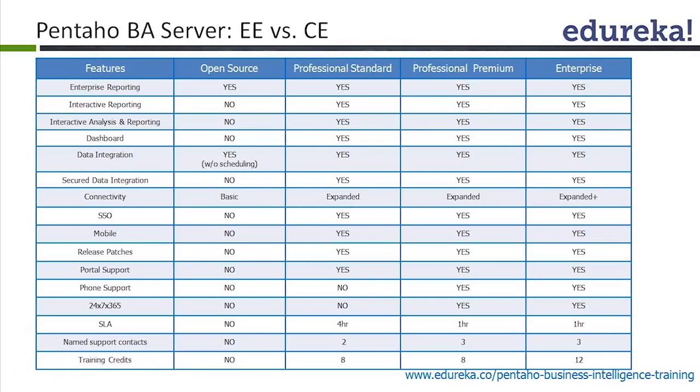Then SSO, single sign-on, C is not supporting. Release patches, again no support. Portal support, phone support, all these support is not covered in C edition. SLA, named support contact, you will be assigned a dedicated contact person. All these are not supported in C, and they are supported in Enterprise Edition, which again has three different models, three different versions, and they have some differences which you can go through. So let's go to the next slide.